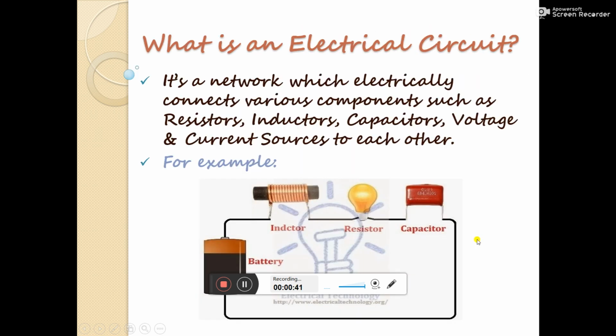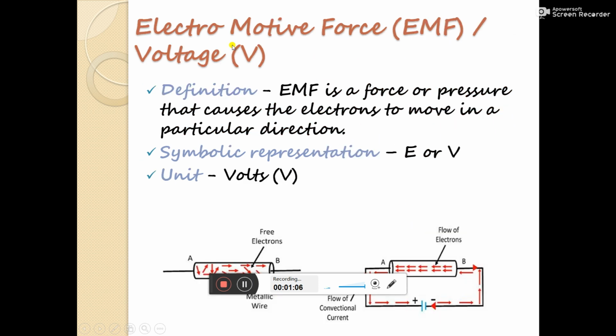So what is an electrical circuit? It is a network which electrically connects the various components such as resistors, inductors, capacitors, voltage and current sources to each other. So here you can see the simple electrical circuit in which there is a battery, inductor, resistor and capacitors are connected. Let us see the terms related to electric circuit.